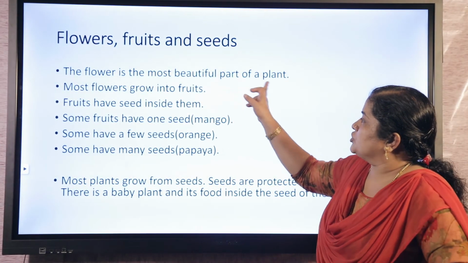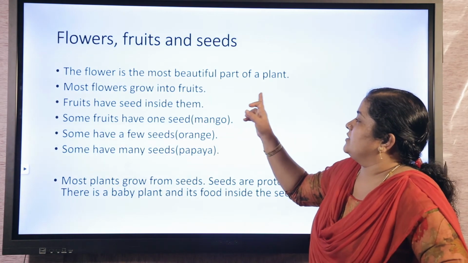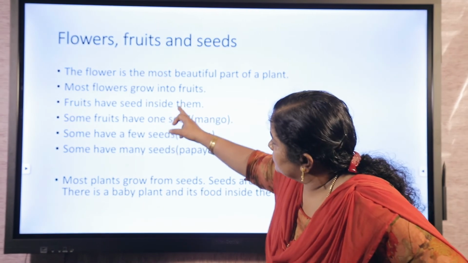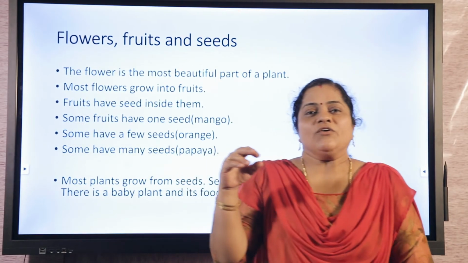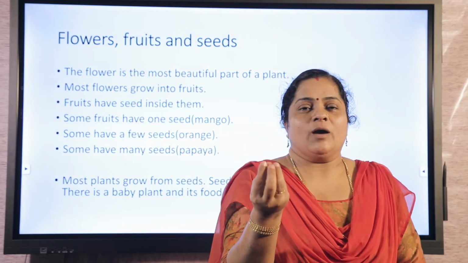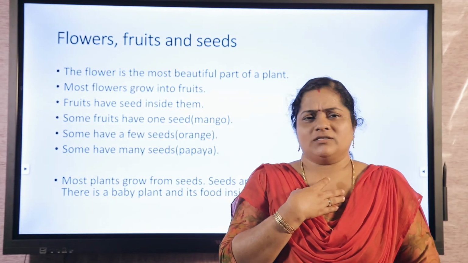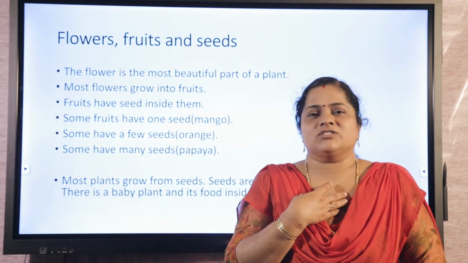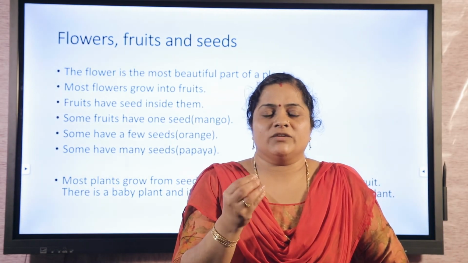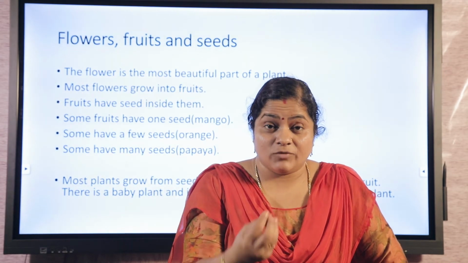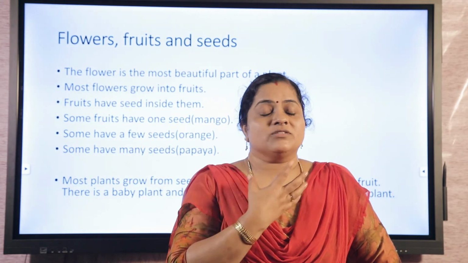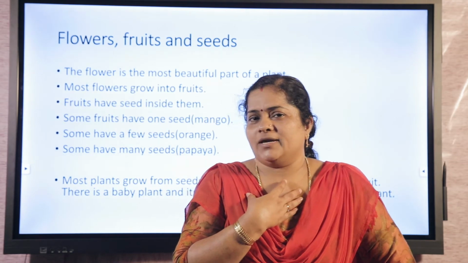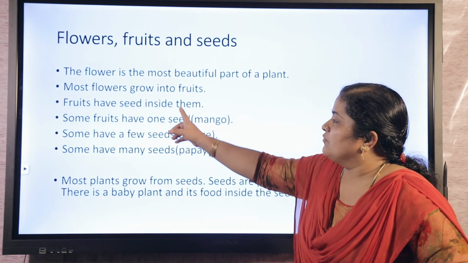The flower is the most beautiful part of the plant, and most flowers grow into fruits. When these flowers come, we feel very happy, isn't it? We feel very happy while we are seeing the flowers on a plant. Suppose we are planting that plant and the flower comes, we feel very happy. And from the flower only, fruits.